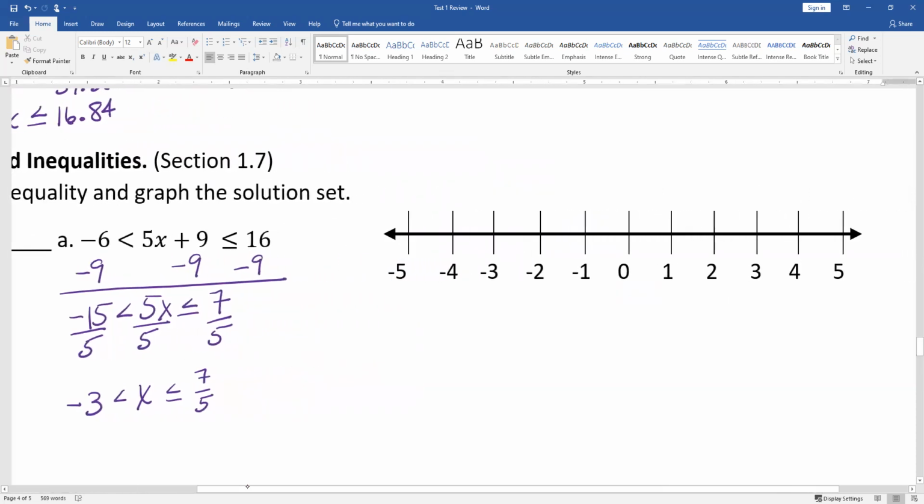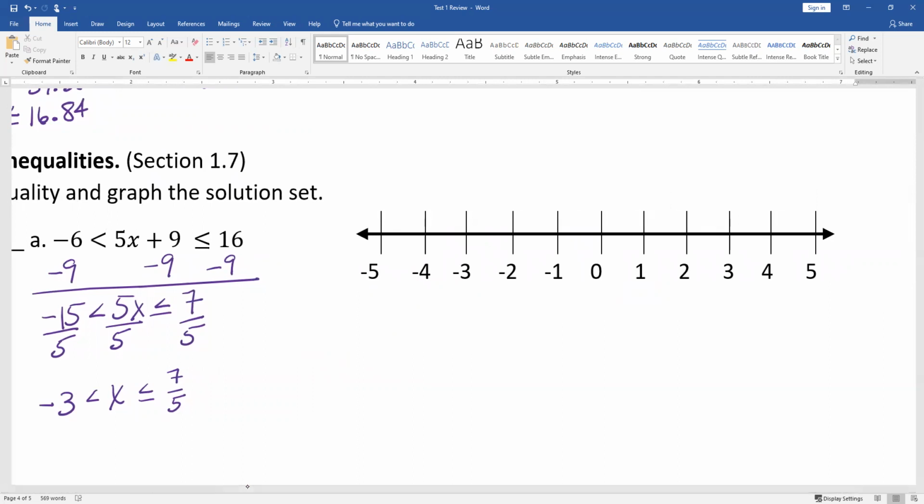I made this one up and I made a mistake. I was thinking that they would give us whole numbers. I feel like when we do this on the test it probably has whole numbers.